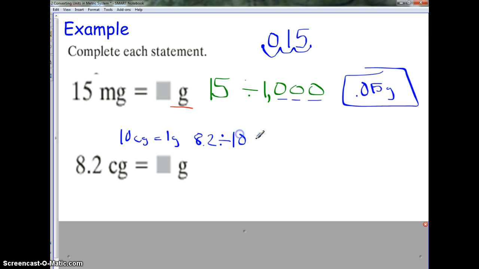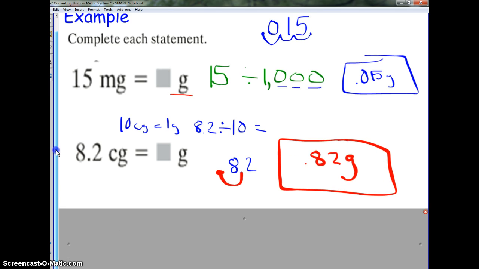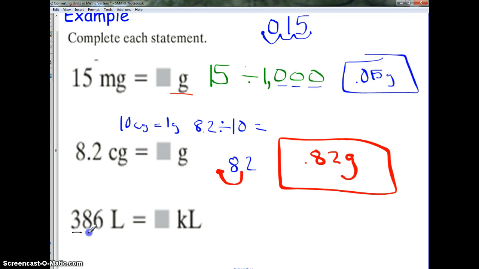8.2 divided by 10. Okay, and once again, we just take that 8.2. If we want to divide it by 10, we move that decimal point over once, and we get 0.82 grams. Okay. Once again, if this is going too fast, just pause it, and I have enough time to write everything down. Okay, and this last one here, what I'd like to do is we take 386 liters equals how many kiloliters.